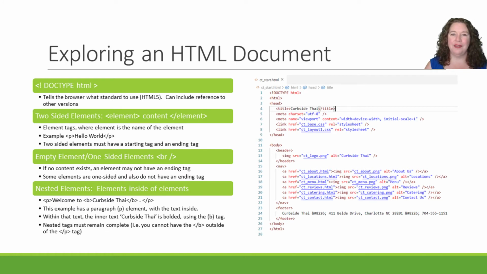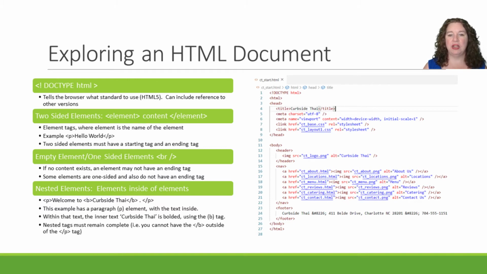You always have an open and a close. So in this case, if I have a paragraph, I'm going to have an open P tag where it's a bracket P, close bracket. And then I have all my text that I want to have in my paragraph. And then I'm going to have a closing P tag. So a bracket P or slash P and then close bracket. And that's an open and a close. Those are two-sided elements. Some elements are either one-sided or empty, meaning that there's no content inside of it to put in between two tags.